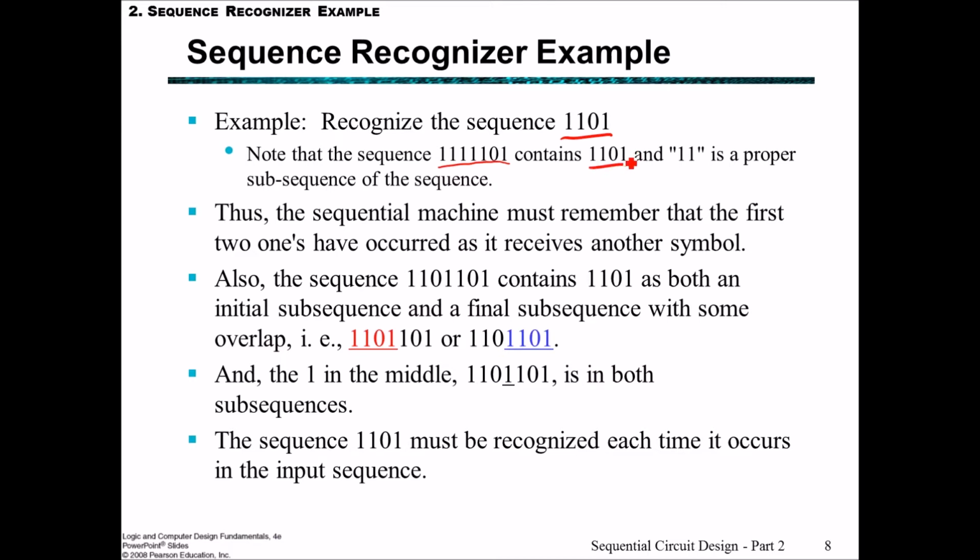So we need to have a sequential machine to remember the first two ones that have occurred and then to check each of the next symbols that are received. So another example would be this sequence, which contains the required sequence as the first few digits, and then it also contains it here as well. And for this example, this is actually acceptable. Both of these would classify as the sequence being recognized within that larger sequence of binary values. And so in this case, this middle one is in both subsequences. For this example, we need this sequence to be recognized each time it occurs in the input sequence.